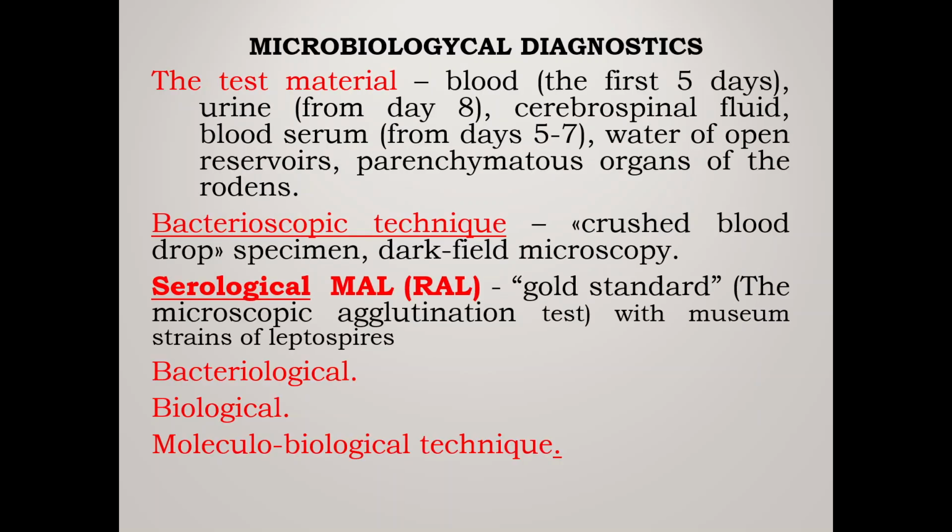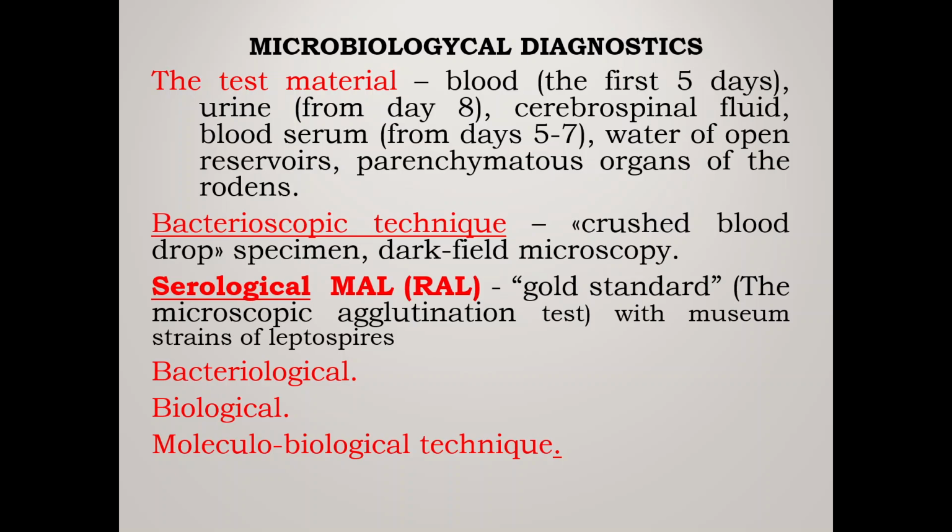Microbiological diagnosis. The tested material: blood in the first 5 days, urine from day 8, cerebrospinal fluid, blood serum from 5 to 7 days, water of open reservoirs, parenchymatous organs of rodents. You can use these for the study of Leptospira. You will use the bacterioscopic technique, crushed blood drop specimen, and you will use dark field microscopy.